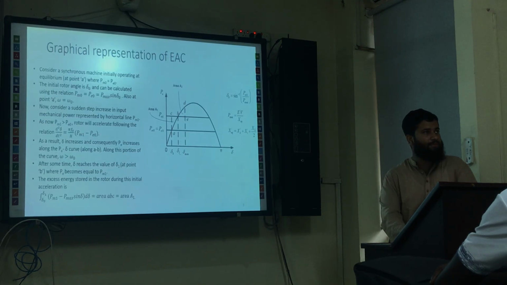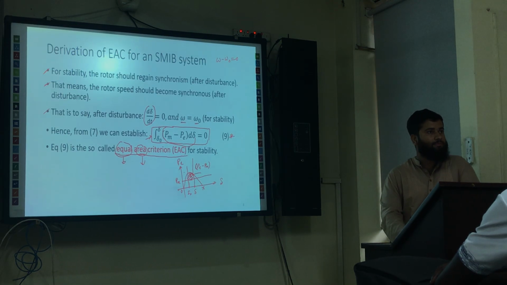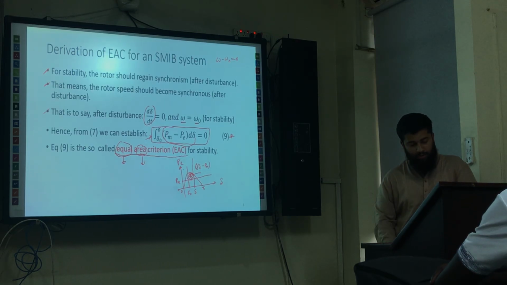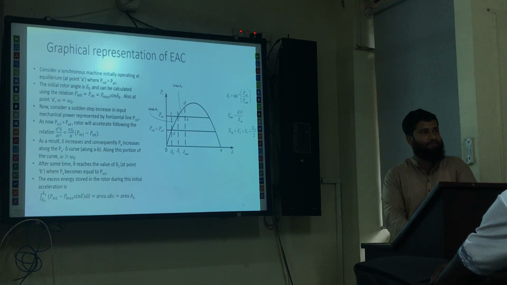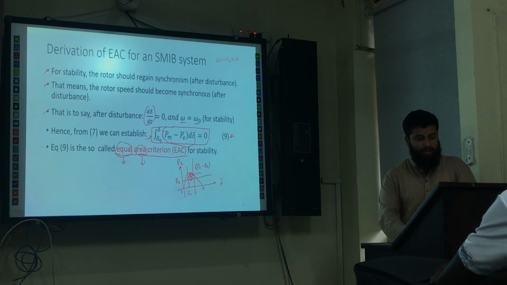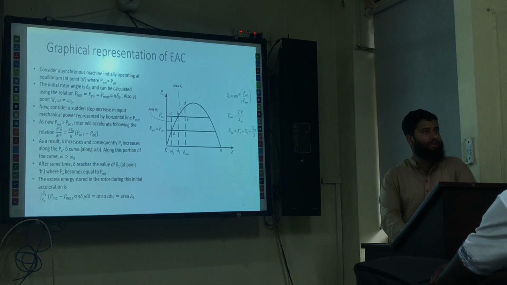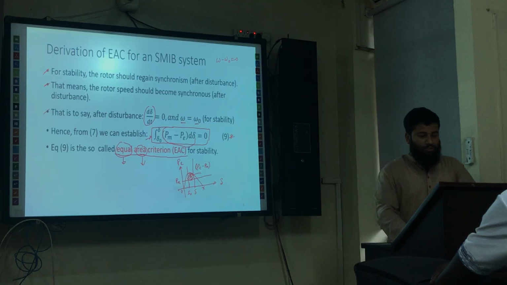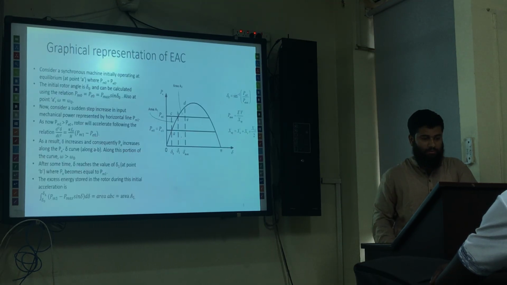No problem. So delta naught, when Pe is equal to Pm, do we get delta naught at that point? All the things I will discuss here. I'm just giving the summary here. So just let me finish this slide. Then if you have any question, you can ask. So this equation is actually the ESC for stability. Now let's go to this slide.